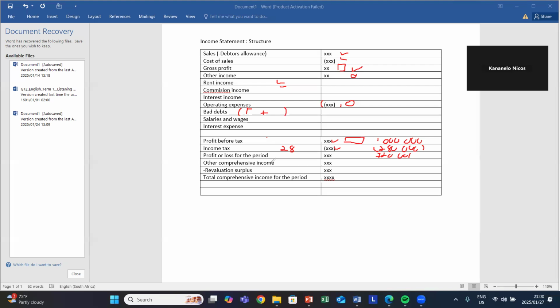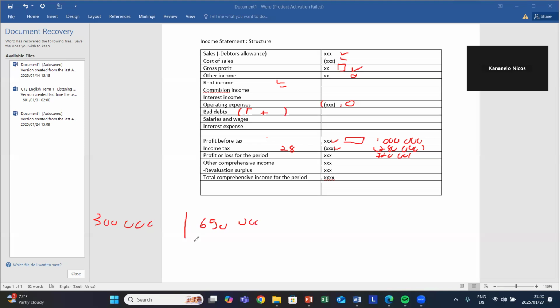With regards to land revaluation, they will give you a scenario. Maybe they will say that when you bought your land and building, it was valued at 300,000 rand. After a year or 2 of using it, the value of your land and building has become 650,000 rand. Therefore, you can clearly see that the value has appreciated.